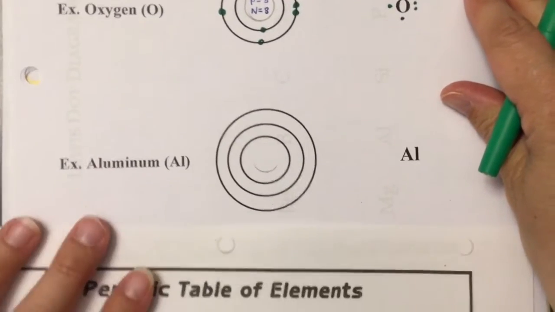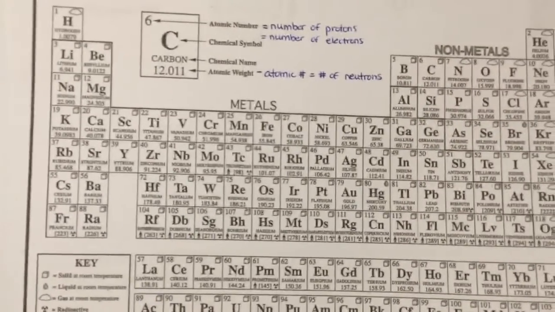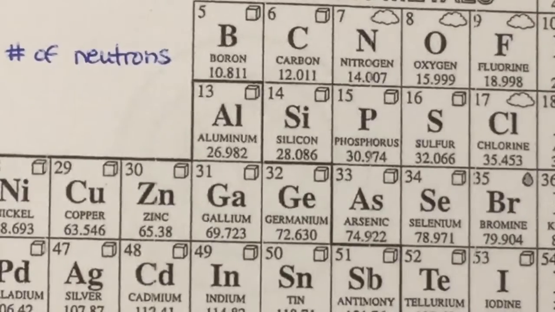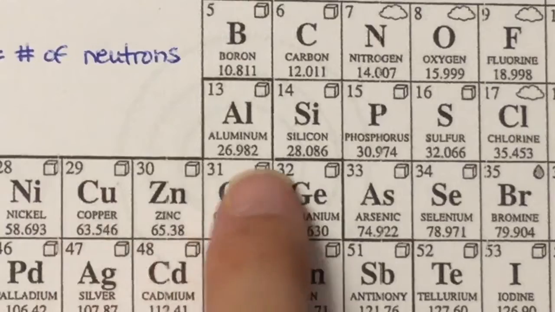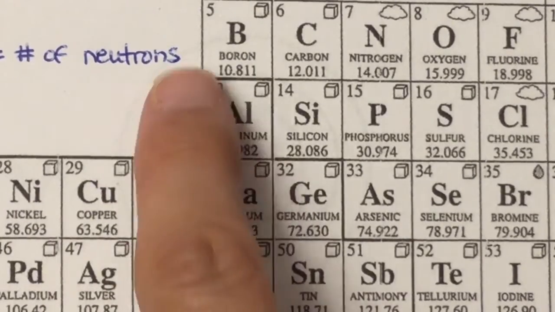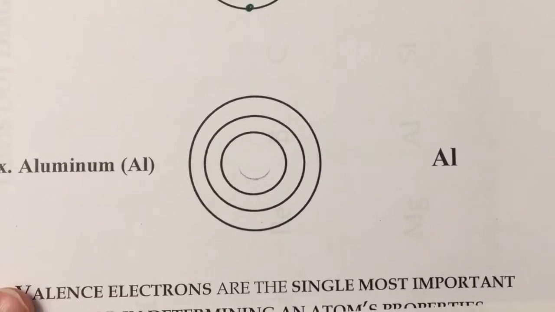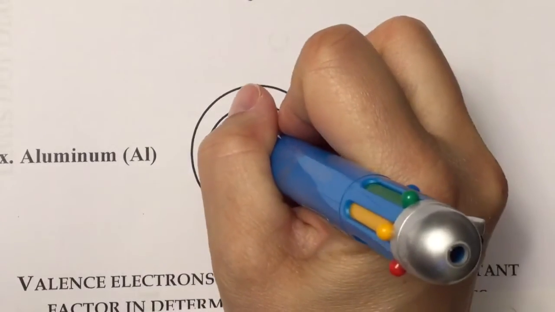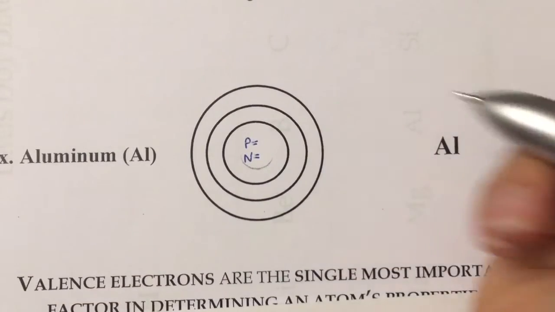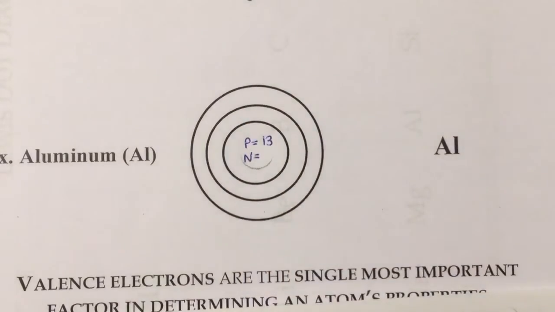Okay, last one is aluminum. So take a look here. Let's find aluminum on our periodic table. Ah, there we go. Aluminum, number 13. And we'll call that 27. So mass of 27 and atomic number is 13. So we have protons equals, neutrons equals. Our atomic number was 13, so we're going to have 13 protons and 13 electrons.